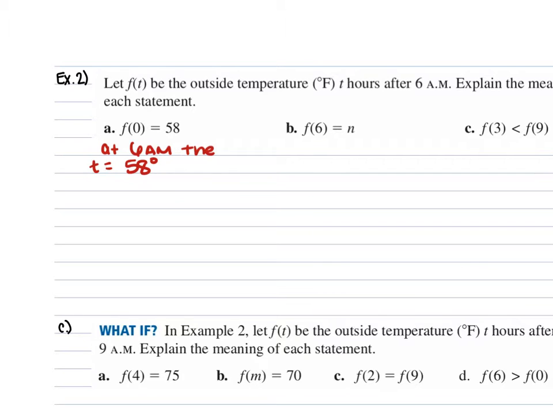For B, it says f of 6 is equal to n. So with this, the output of f when t is equal to 6 is n, which means the temperature at noon, because 6 a.m. plus 6 hours is noon, means that your temperature is n degrees. So at noon, your temperature is n degrees.